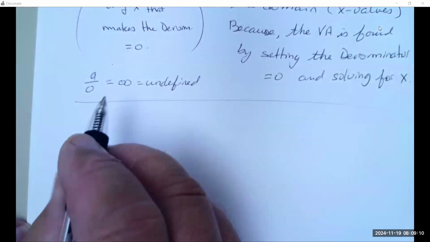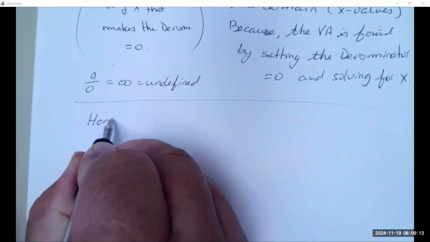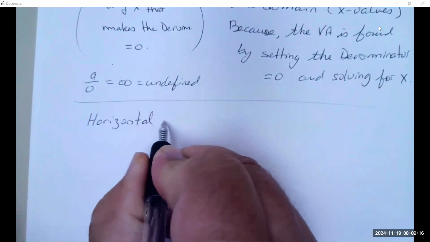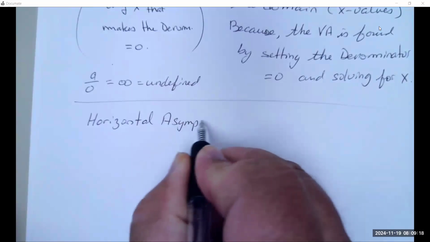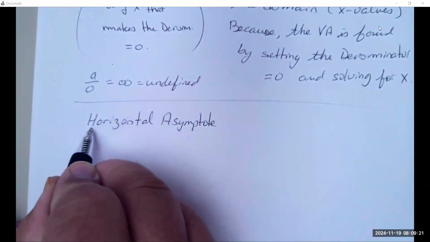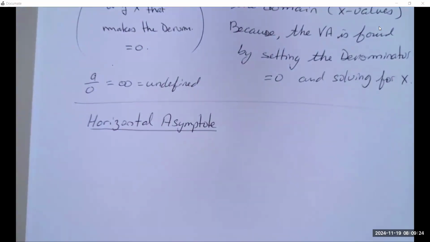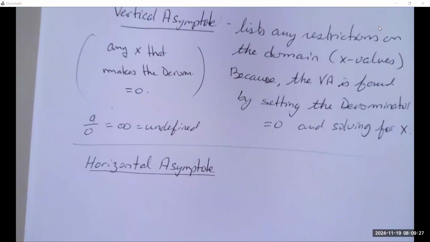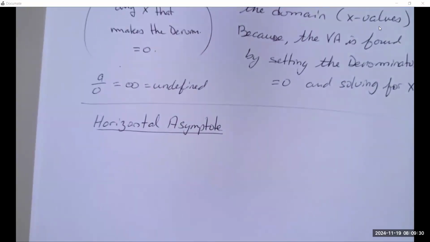Now we're going to summarize the last two. We have the horizontal asymptotes. Can you have more than one vertical asymptote? Yes. Can you have more than one horizontal asymptote? Okay, well, then if you answered that, what exactly is a horizontal asymptote? How do you find it?